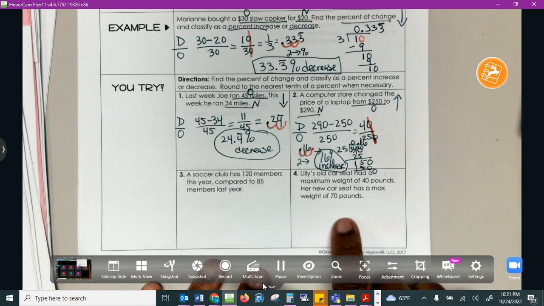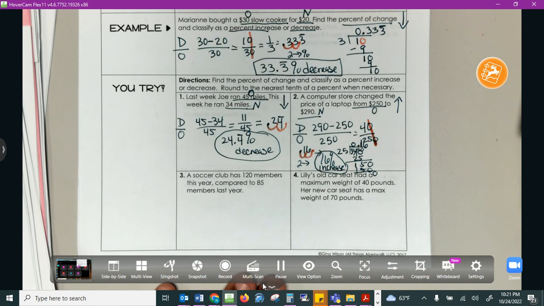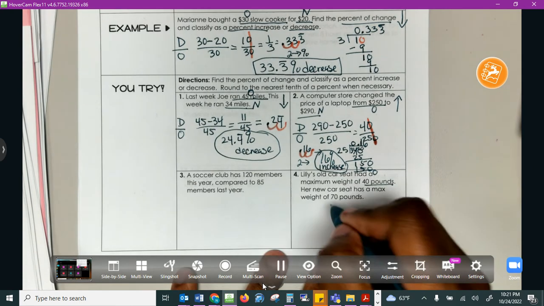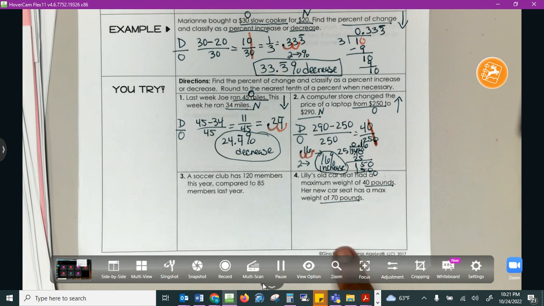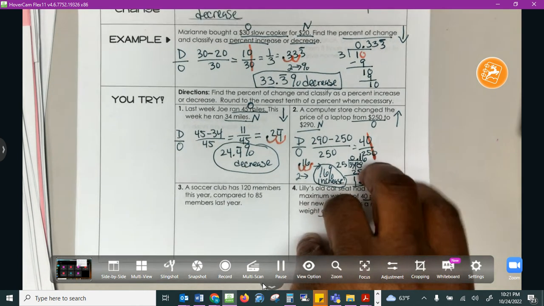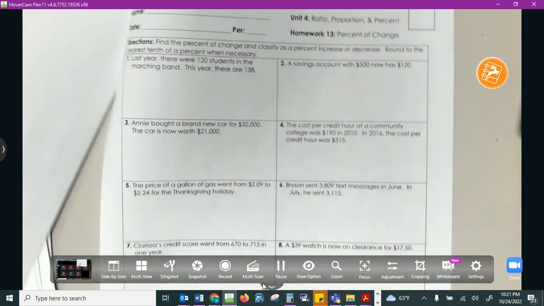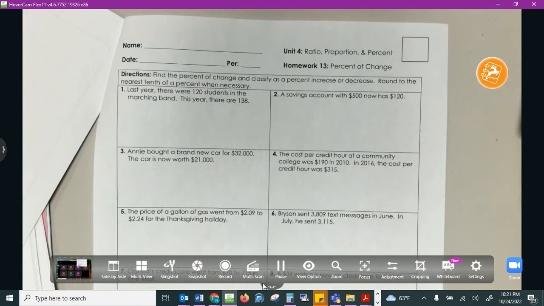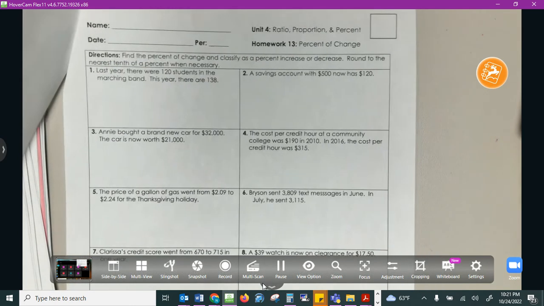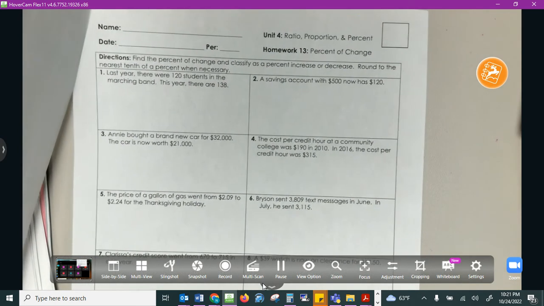Let's go ahead and jump right here to number 4. This is the one I want you to do. Lily's old car seat had a maximum weight of 40 pounds. Her new car seat has a max weight of 70 pounds. First, decide, is this going to be an increase or a decrease? Draw your arrow. And then I need you to decide which one is your original and your new, and then solve. When you're done with this problem, you're going to go ahead and move to your homework practice, and you're going to do these problems. You need to have all of them done and turn them in. If you don't finish, it becomes your homework.